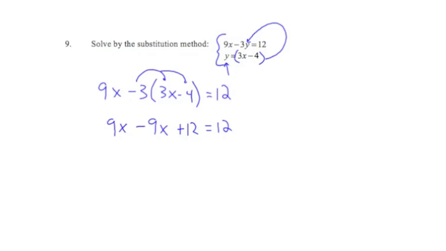All right, now I'm going to combine my like terms, and you'll notice I have 9x minus 9x. Well, 9x minus 9x is 0. So what I'm left with here is this statement, 12 equals 12. Now remember, when we solved equations with one variable, if the variables dropped out and we had a true statement, that meant we had an infinite number of solutions.